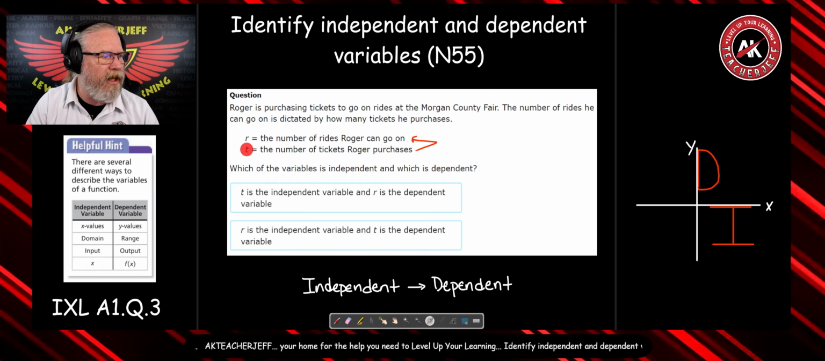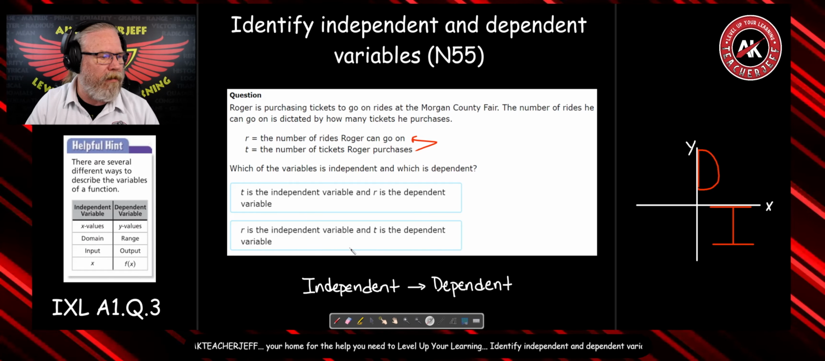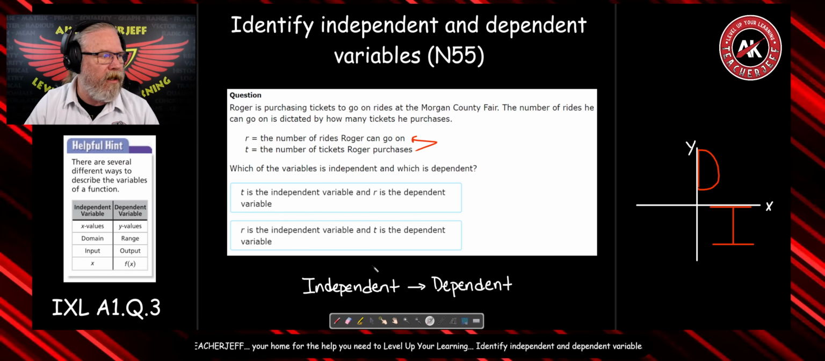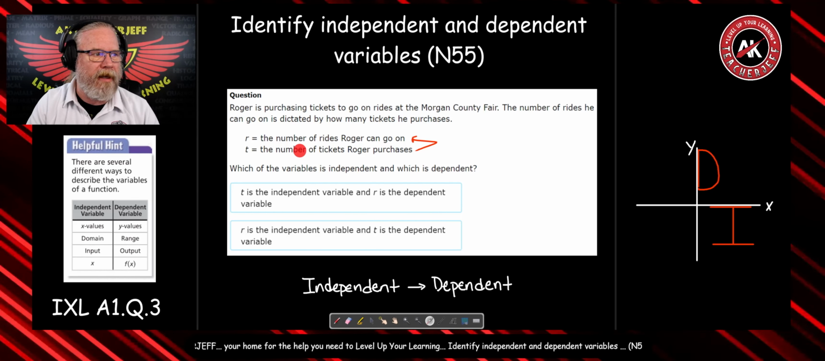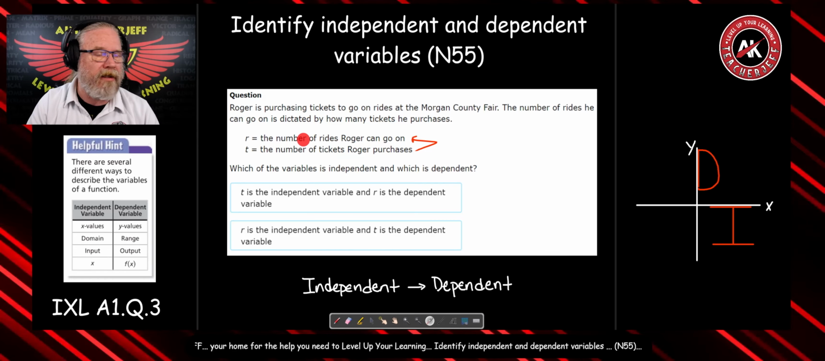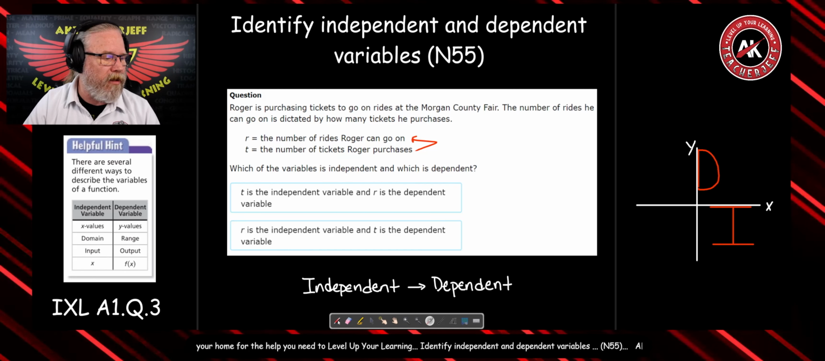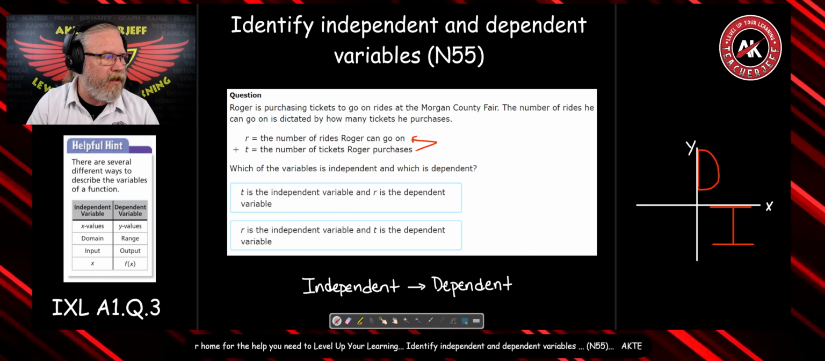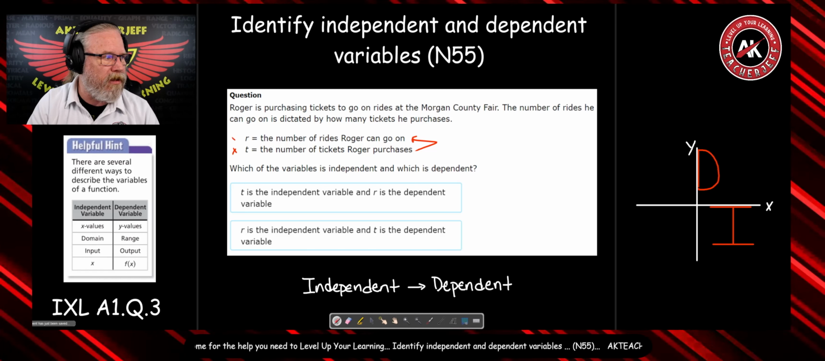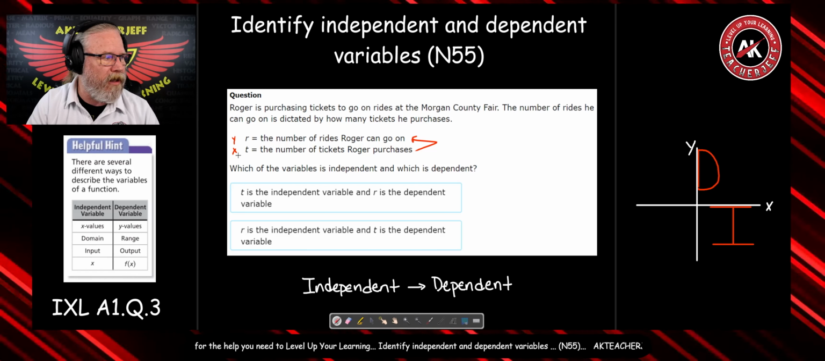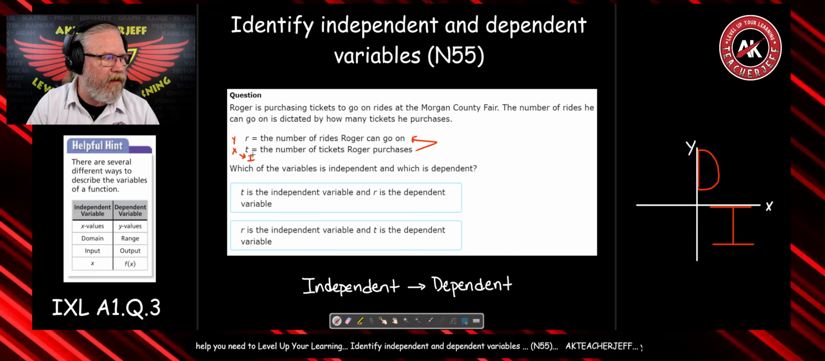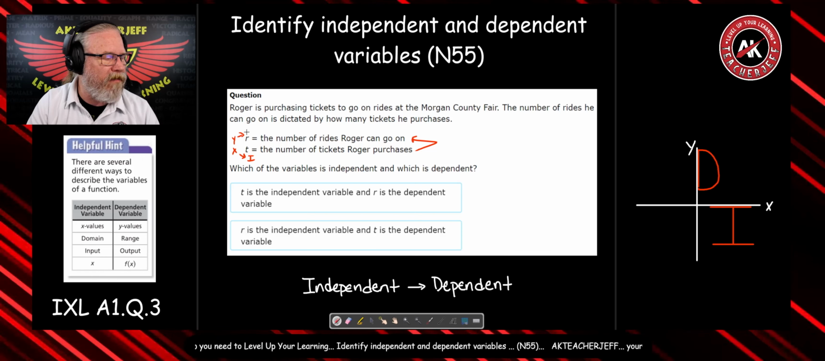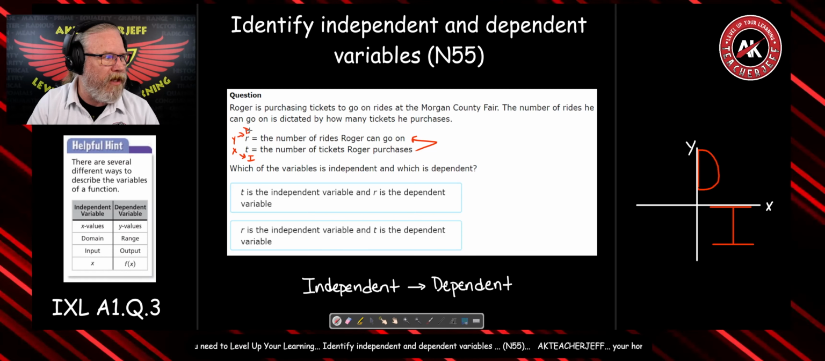So we see that T is the independent variable. It's the one doing the causing, or the x value, or the inputs. We input how many tickets he purchases, and the output is how many rides he can go on. So in this case, these are our x values. These are our y values, and likewise, if this is the x value, it's the independent variable, and if this is the y value, then that would be our dependent variable.